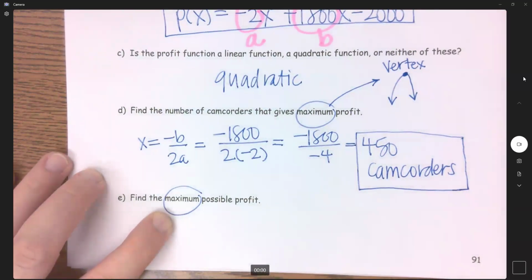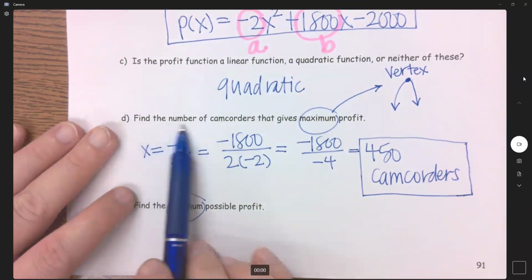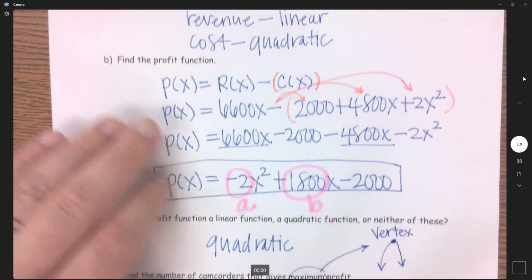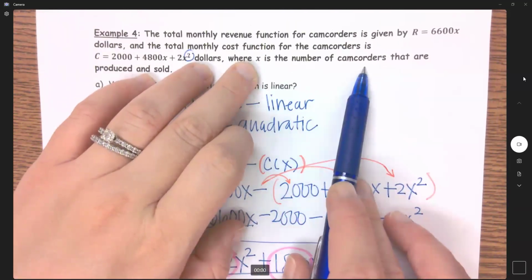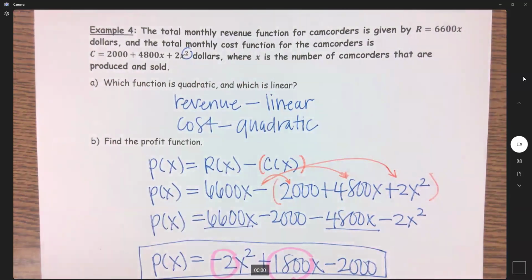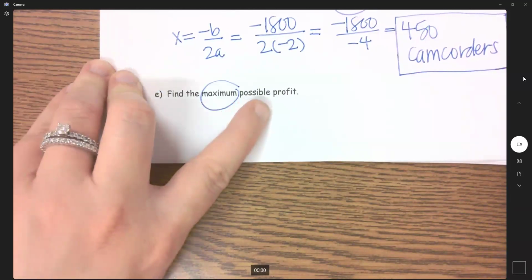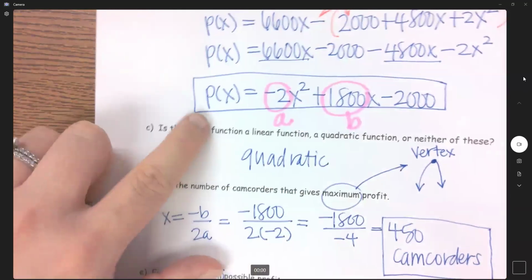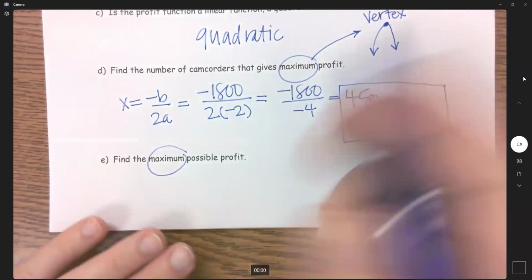So what is the maximum profit? And I probably should have even explained this before we did this. If on part D, it's wanting us to find the number of camcorders, X is representing the number of camcorders. So that means I am finding my X coordinate of the vertex. Now part E is wanting us to find the maximum possible profit, and that's what my Y equals. So all we need to do here is substitute this in.